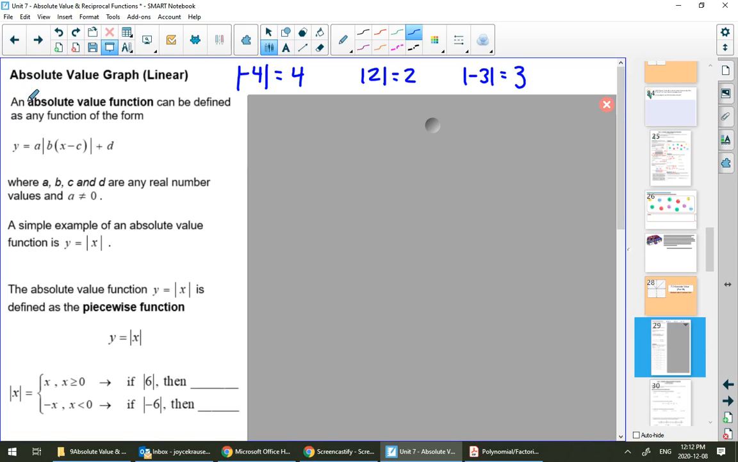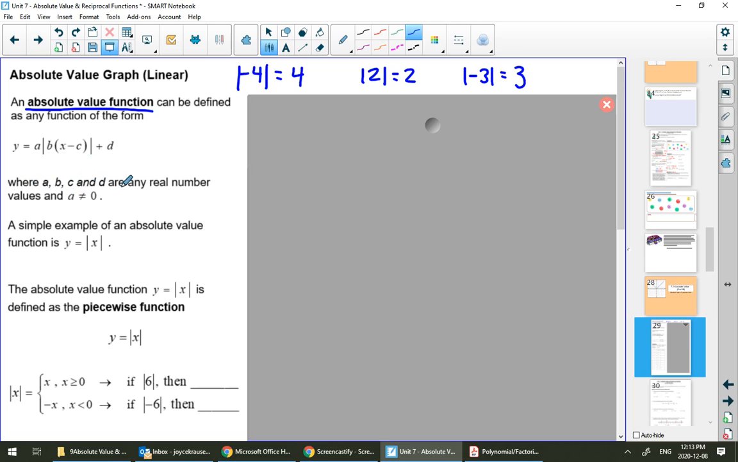So now we're going to look at an absolute value function. An absolute value function can be defined as any function in the form y equals a times the absolute value of b times x minus c plus d. Now, in 20-1, we're just looking at how to graph absolute value functions. When you go further into math, likely into 30-1, you'll be looking at transformations, and that's when those b's and c's and d's are going to have a little bit more relevance.